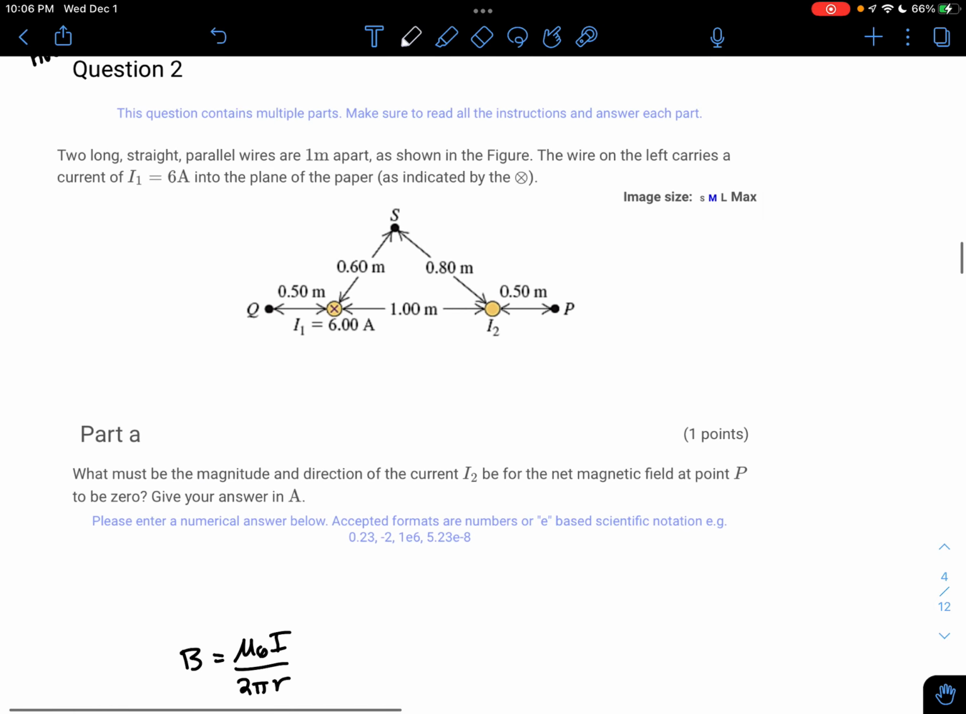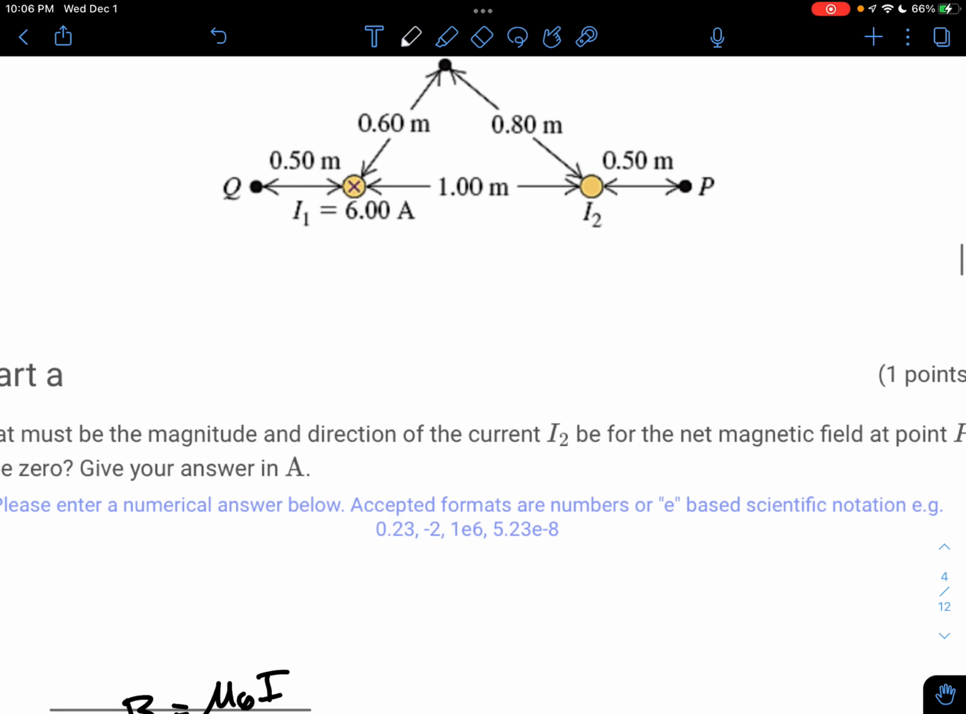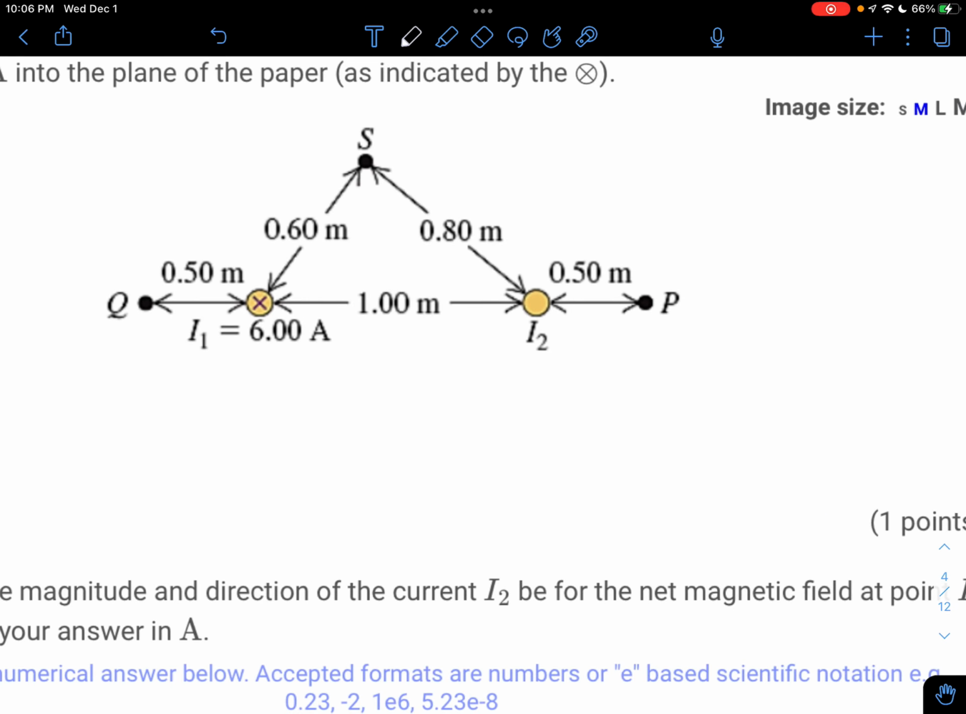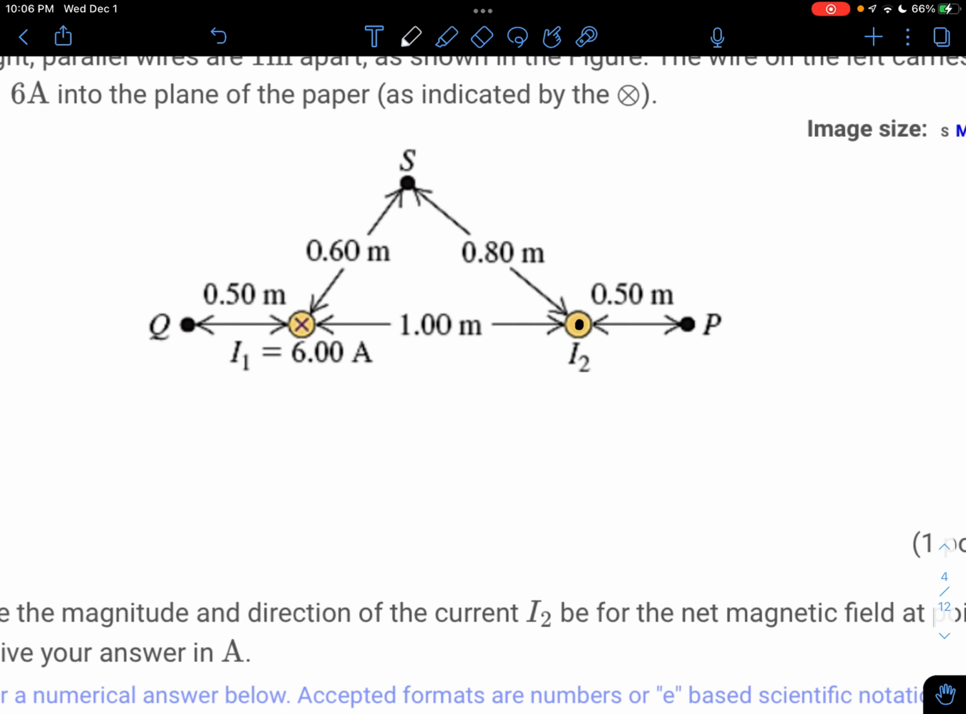And I kind of spoiled it. It did say what must be the magnitude and direction. I just assumed right off the bat that it was coming out of the page, but the check that I did was how you would determine that. Because if they were both going into the page, this one would be going clockwise, this one would also be going clockwise. So the same thing on this side, tangent line would be going down, this side the tangent line would be going up, side tangent down, tangent up.